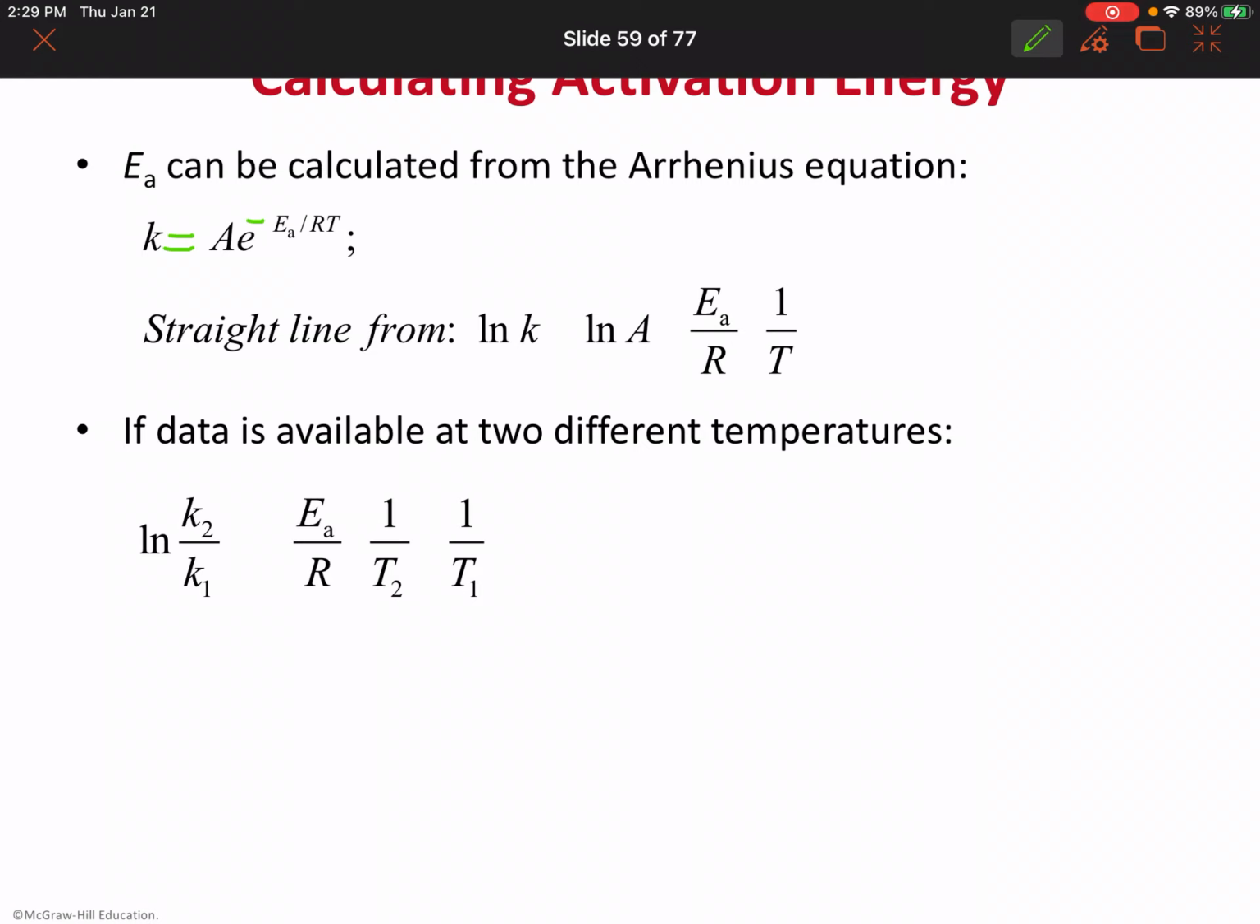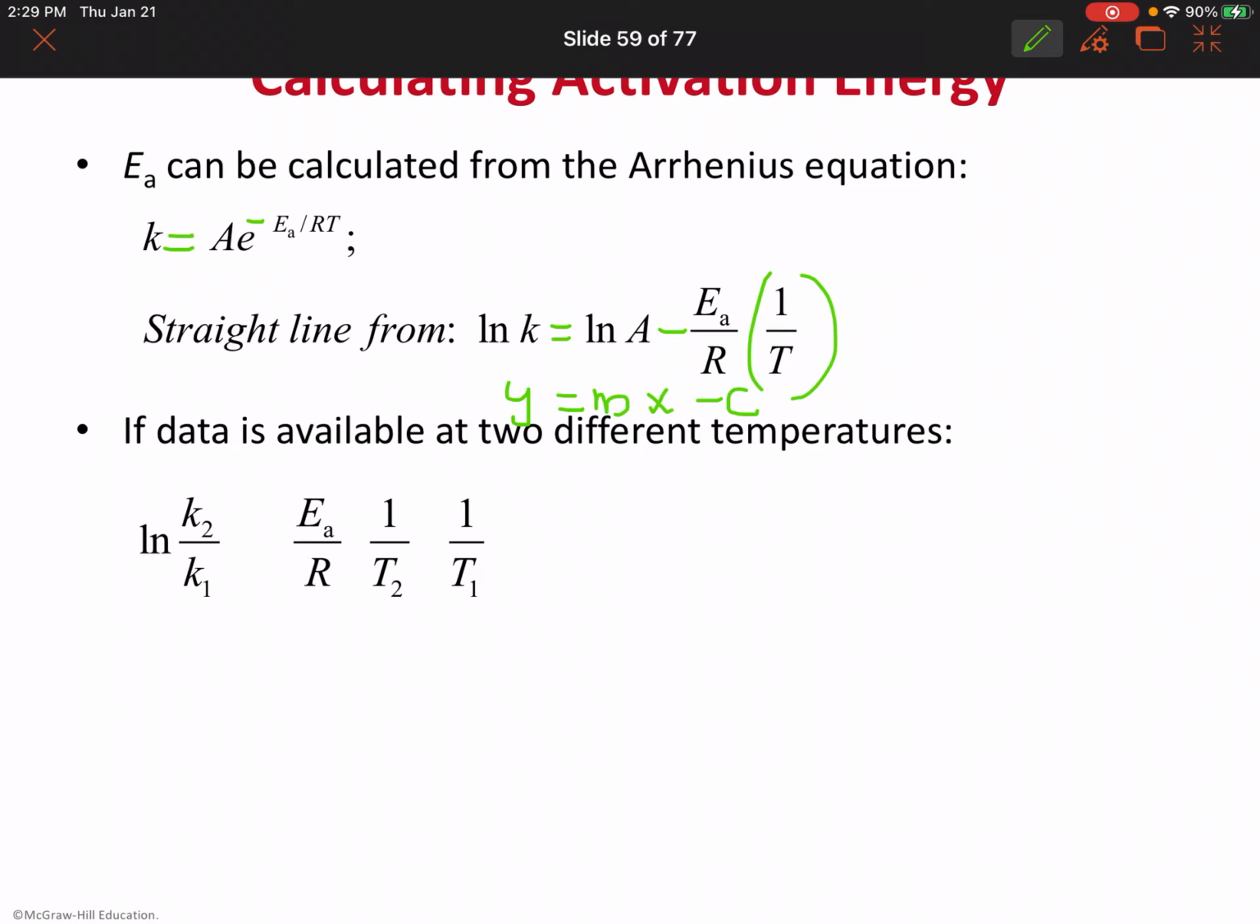So if you put this into the straight line form, you take the ln of both sides. ln k equals ln A minus Ea over R times 1 over T. So this is a straight line form, y equals mx plus c. Okay.